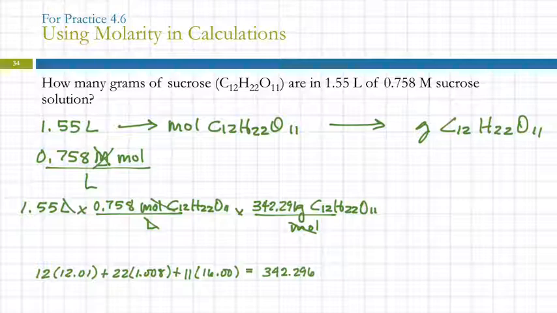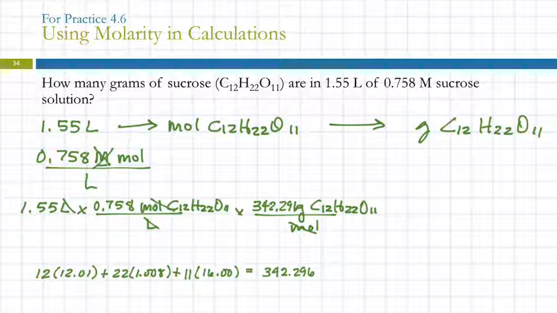So 1.55 times 0.758 times 342.296. Wouldn't the 1.55 limit your sig figs to 3? It is limited to 3. These are limiting my final answer to 3. This always is going to have 4 or more, and so we don't even need to worry about it.